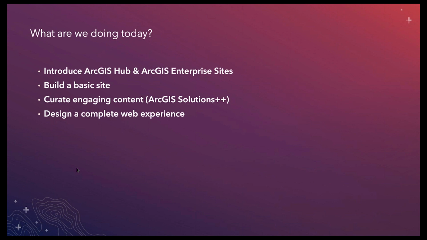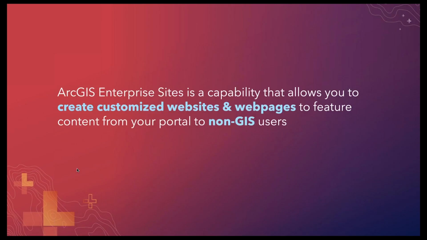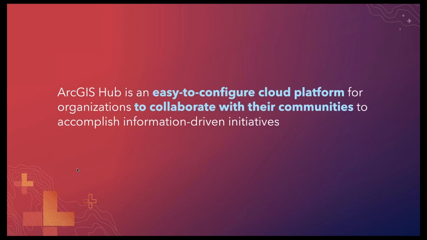Well, let's get going into introducing the products. So first, Enterprise Sites. ArcGIS Enterprise Sites is a capability that allows you to create customized websites and web pages to feature content from your portal to non-GIS users. Similarly, but different in terms of product, we have ArcGIS Hub, which is an easy-to-configure cloud platform for organizations to collaborate with their communities to accomplish information-driven initiatives. As you can tell in the product statements, they're kind of similar. There's a little bit of differences, and we'll talk about that now.